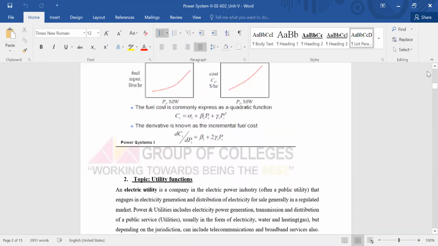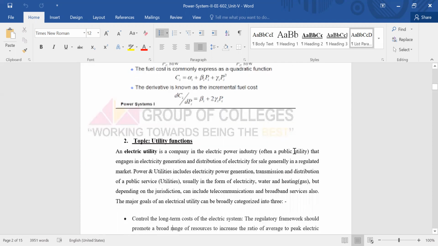An electric utility is a company in the electrical power industry, often called a public utility, and it engages in electricity generation and distribution of electricity for sale in the market. Power and utilities include electricity power generation, transmission, and distribution of public utilities, usually in the form of energy, water, gas or heating, but it includes telecommunication and broadcast services too.